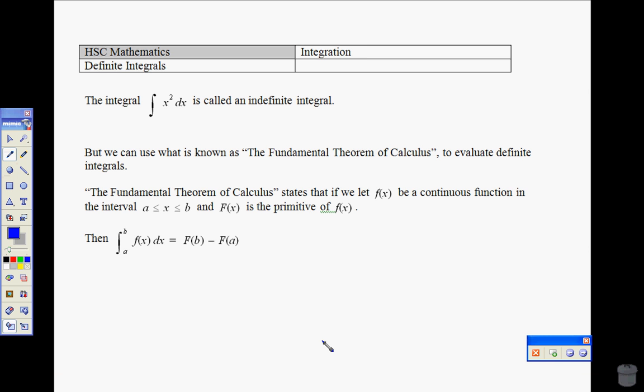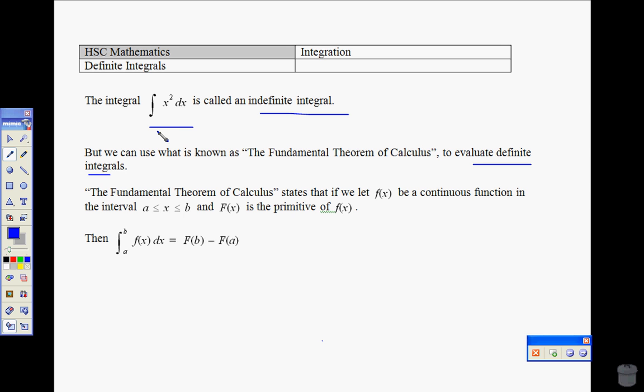So far, all the integration we've looked at is what we call an indefinite integral. So an indefinite integral is where we have this type of situation. We've done lots of those over the last few days. What we want to do now is turn our attention to what we know as the fundamental theorem of calculus. Doesn't mean much to you, but what it basically allows us to do is evaluate what we call a definite integral. So these are indefinite integrals, and we're going to look at definite integrals.